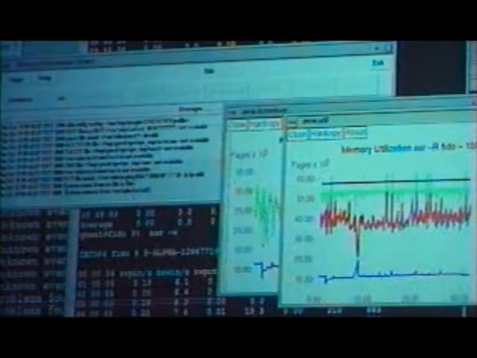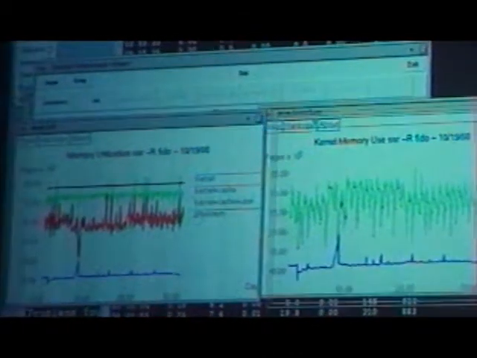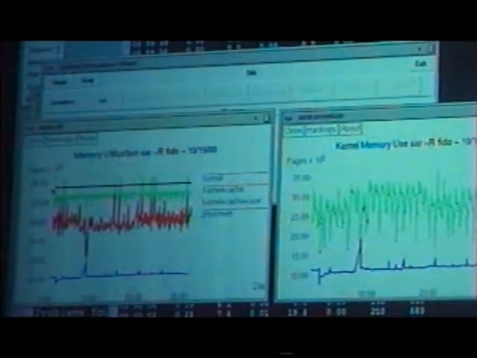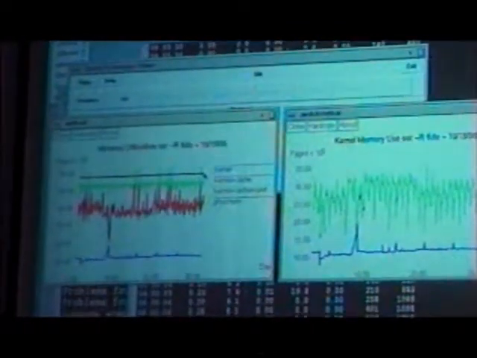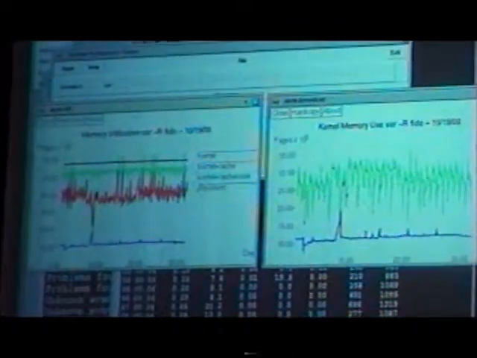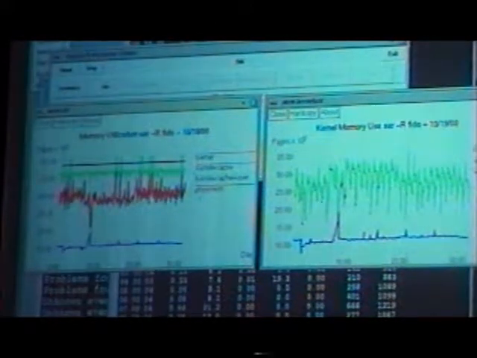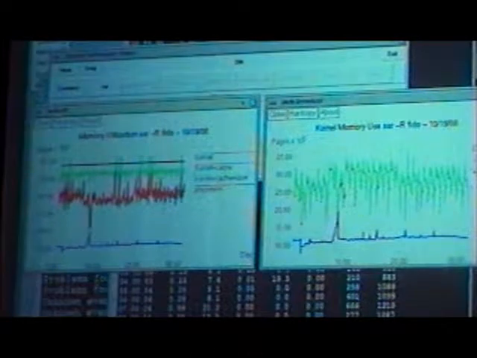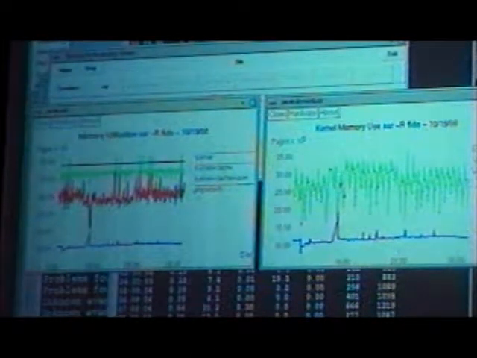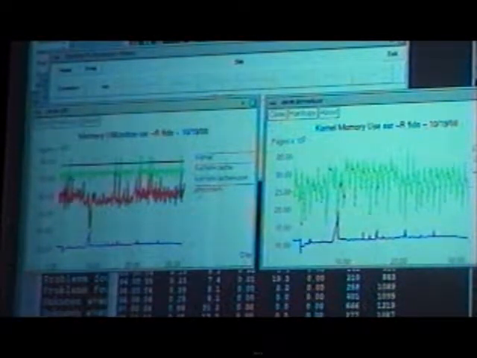So here are my two memory charts. This one, the black line, is what I physically have on my system, physical memory. Out of that physical memory, the blue is my kernel. The red is my kernel plus my cache. So my kernel and cache are taking maybe 60% of my memory. And there are cases where my kernel cache is growing all the way up to about 80% of my memory.